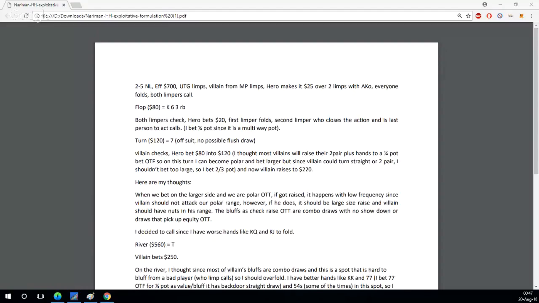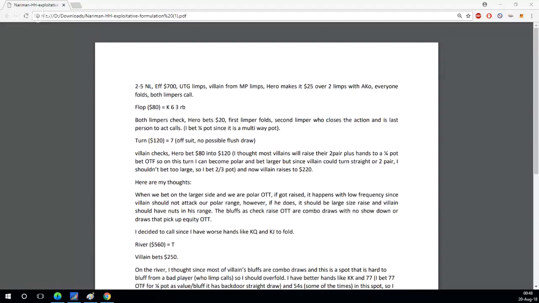But I see people call with Jack 10 backdoor flush draw here. And because their range is so wide on this turn, of course they're going to have bluffs from this wide range. So we should not overfold if they decided to pull a move or we got check-raised on the turn or even led into on the turn, because this aggression comes from a very wide range. So this is what happened, and I got bluffed off.